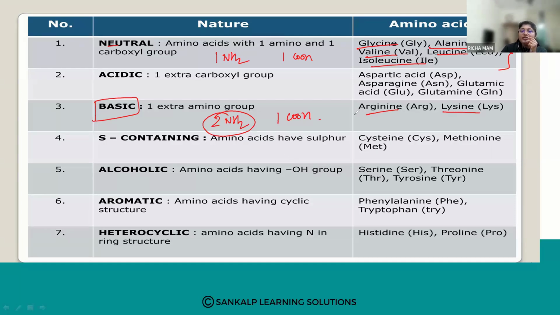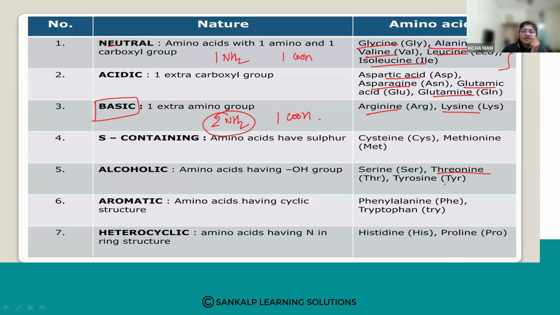Next, you have glutamic acid, aspartic acid, glutamine, asparagine and threonine. So these are in the acidic group. So these are the 12. Then remaining, serine.